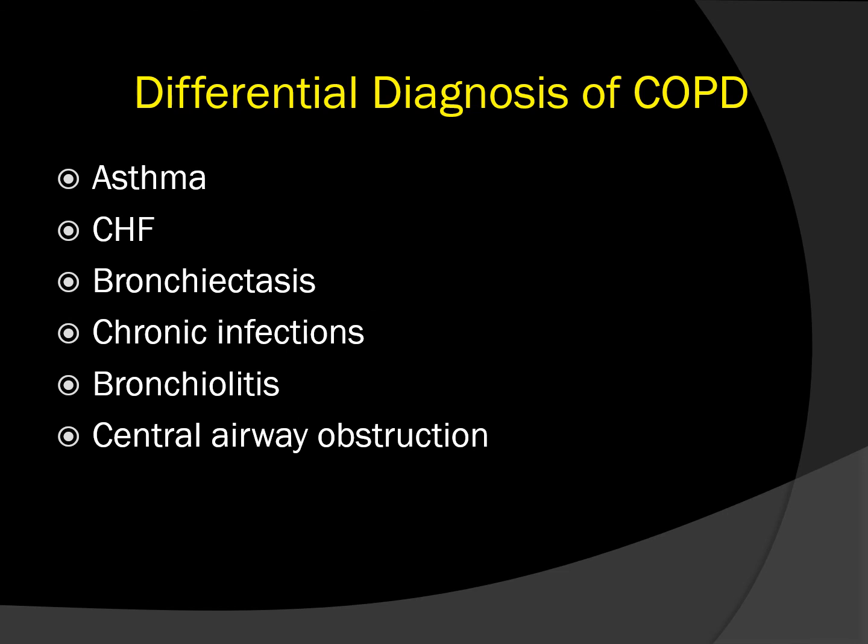The differential diagnosis of COPD includes asthma, CHF, bronchiectasis, chronic infections, bronchiolitis, or central airways obstruction. There are obviously other things on this list, but these are the big 6.